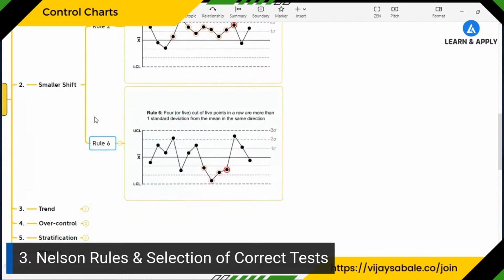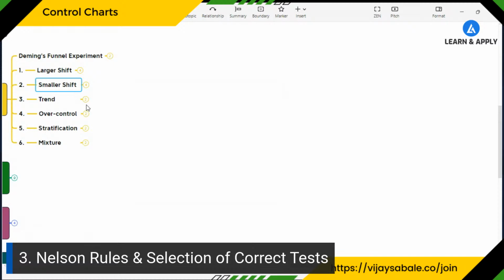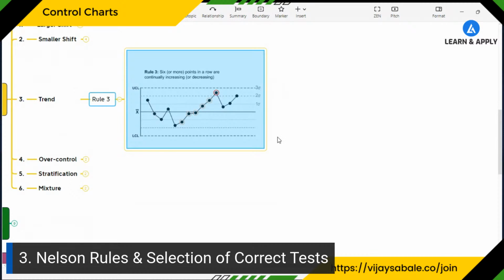Now the third category is trend. This is indicated by rule number 3. Typically we can see this during tool wear or extrusion processes, where we are going to see a trend. Rule number 3 states 6 or more points in a row are continuously increasing or decreasing. That is indicating the trend. Again, this is the presence of special cause, and we must take the actions when we see this.